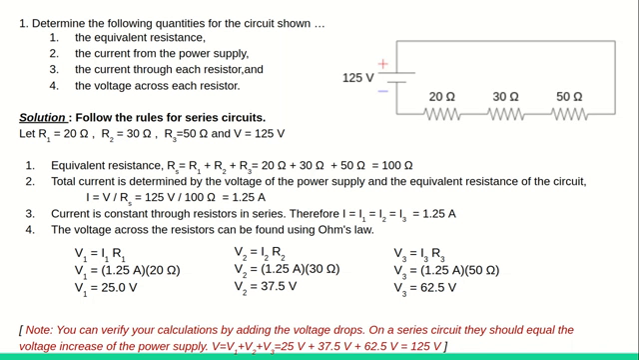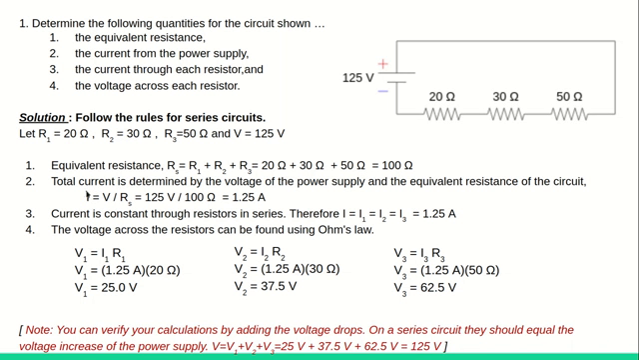As we do in all the problems, first you need to mention the given values. R1 = 20 ohm, R2 = 30 ohm, R3 = 50 ohm, and the potential difference V = 125 volt. Now the equivalent resistance, that is RS, is R1 + R2 + R3. So 20 ohm + 30 ohm + 50 ohm sums up to 100 ohm. So 100 ohm is the equivalent resistance of all three resistors together.